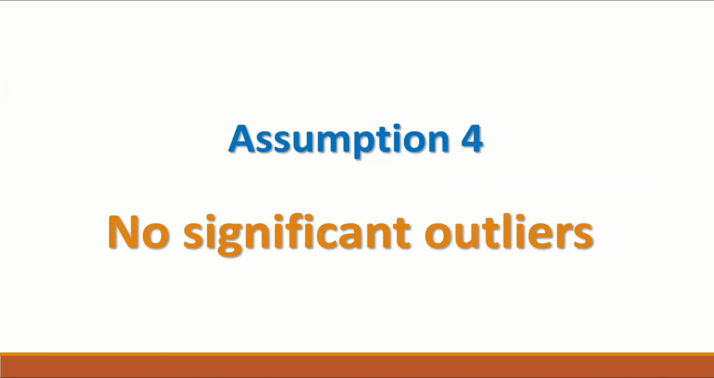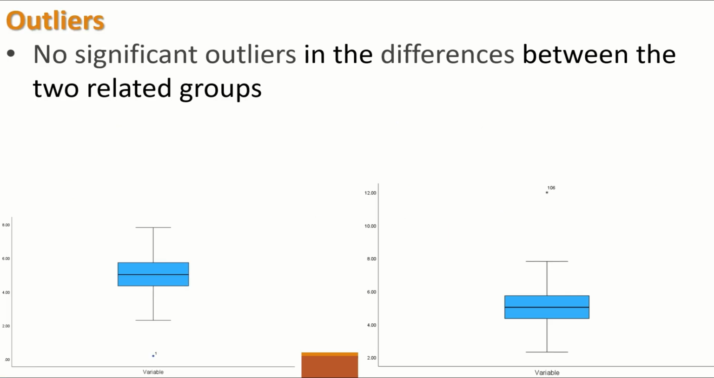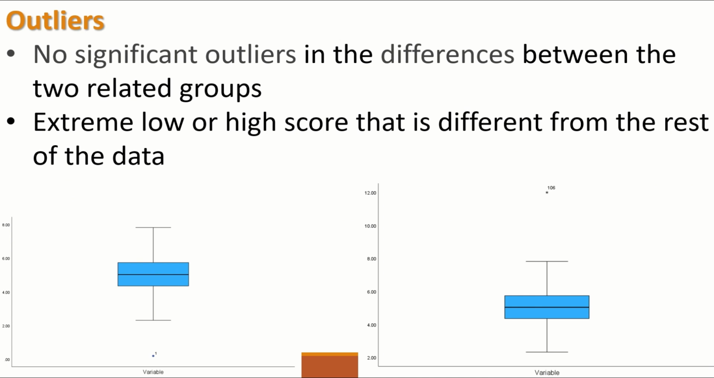A fourth assumption is that there should be no significant outliers. So what are outliers? Outliers are extreme low or high scores that are different from the rest of the data. As shown here in this box plot, this star with 1 is a very low score compared to the rest of the data, as they are all clustered in this diagram. Here also, in the right-hand side box plot, an extreme high value from the rest of the data is shown.